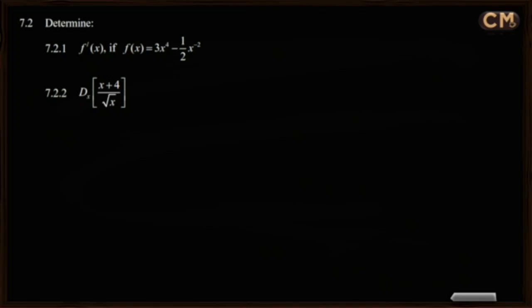determine f prime of x, if f of x is equal to 3x to the power 4 minus 1 half x to the power negative 2. Well, that's very direct. We can say that f prime of x is equal to, well, 4 times 3 is just 12, and it's x. 4 minus 1 is equal to 3. And of course for the next term, negative and a negative gives us a positive, and 2 times half is 1, which means this will be x to the power minus 3.